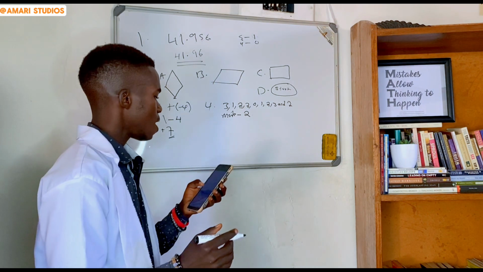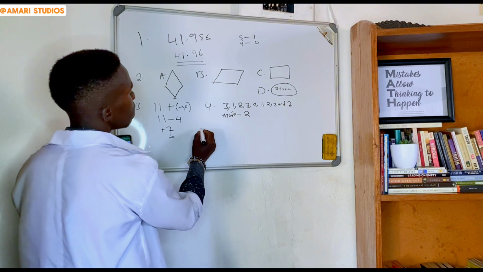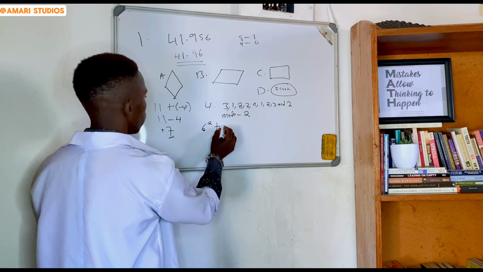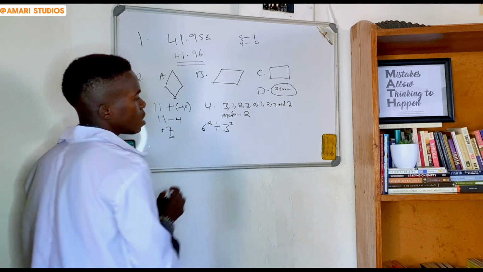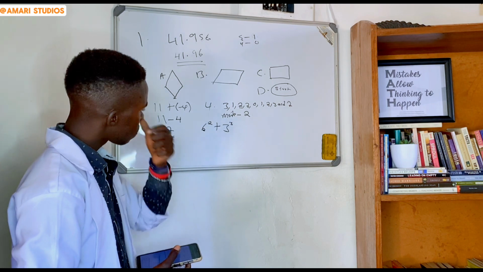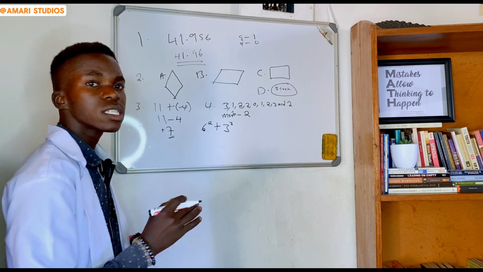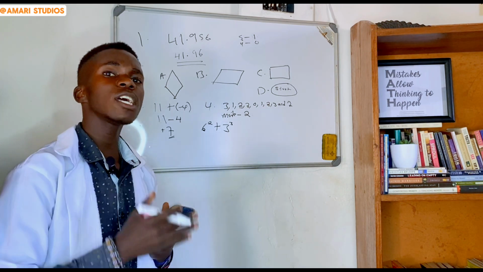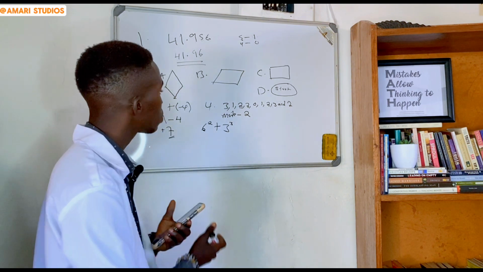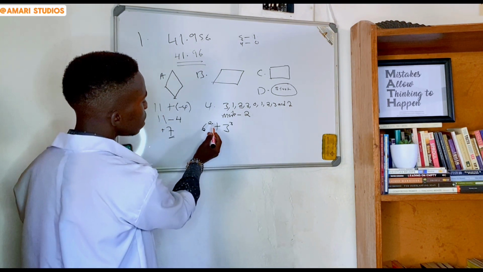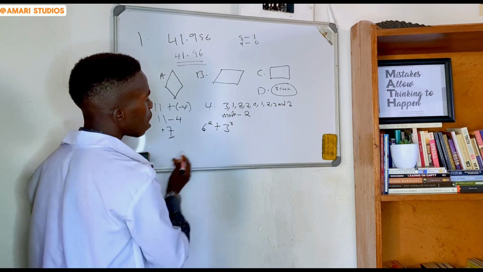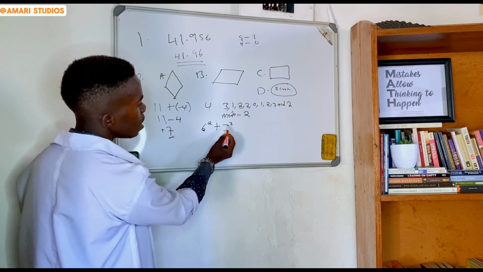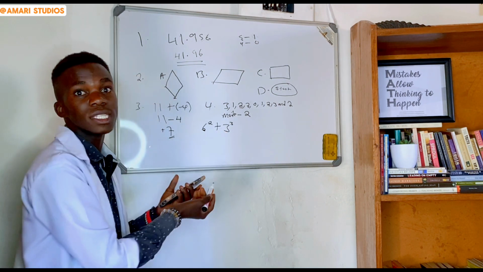Question 5 is saying, find the value of 6 to the power 2 plus 3 to the power 3. The question is clearly stating find the value. So how are we going to find the value? The first thing we need to do is evaluate the powers. The powers represent the indices, which are the numbers on top of the bases. As you can see, we have a 2 here and a 3, and they represent the powers.